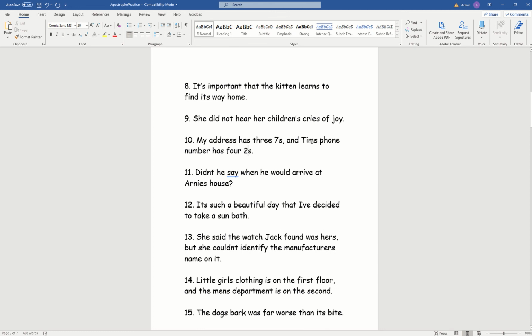So actually, the only thing that needs an apostrophe here is Tim's phone number. The phone number belongs to Tim. Tim does not end in S, so apostrophe S. Unless the guy's name is Tim's. If you got a guy named Tim's, then it would be Tim's phone number. The phone number belongs to a guy named Tim's. Tim's ends in S, so it would be after that. I'm going to assume his name is Tim.